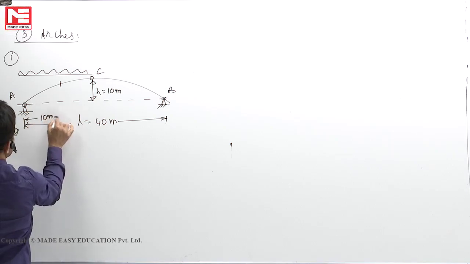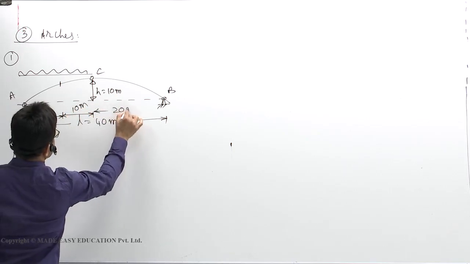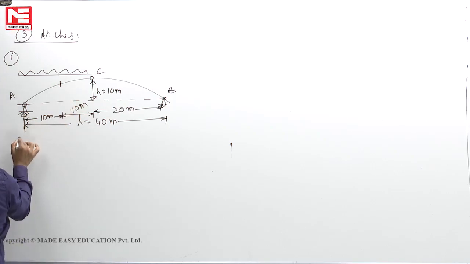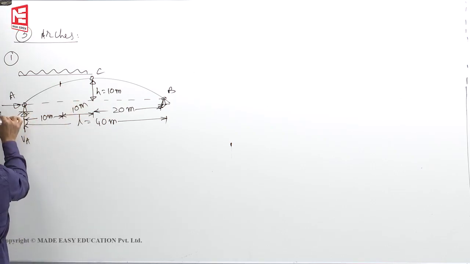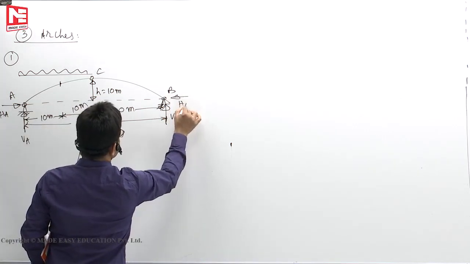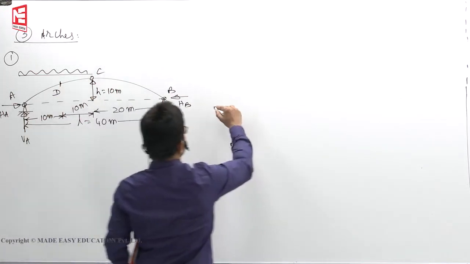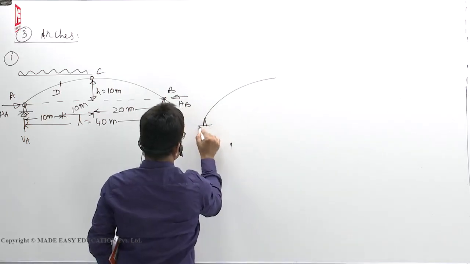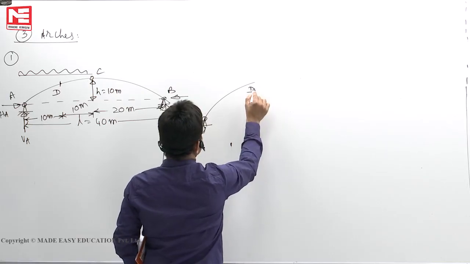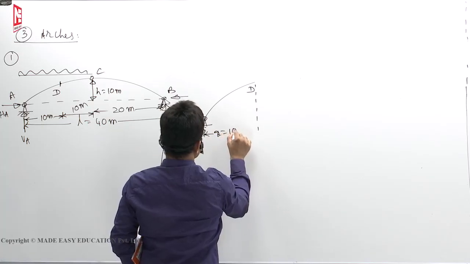This is 10 meters, 10 meters, 20 meters. Okay. At this point, now we know VA, HA also we know, VB, HB. Slope at this point, we want to find the slope. So AD you have to take it. This is A, this is D. This length is say 10 meters, X value is 10 meters.